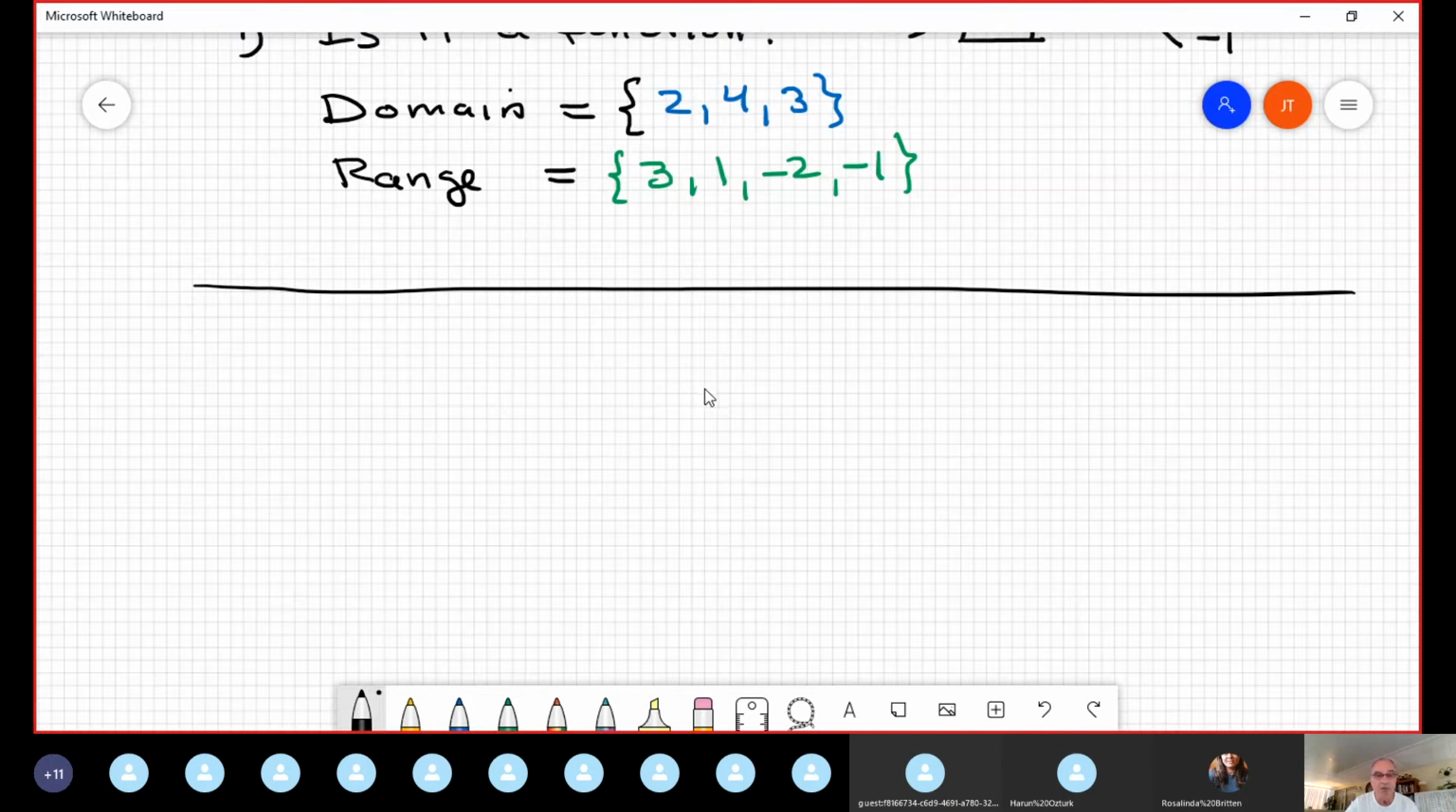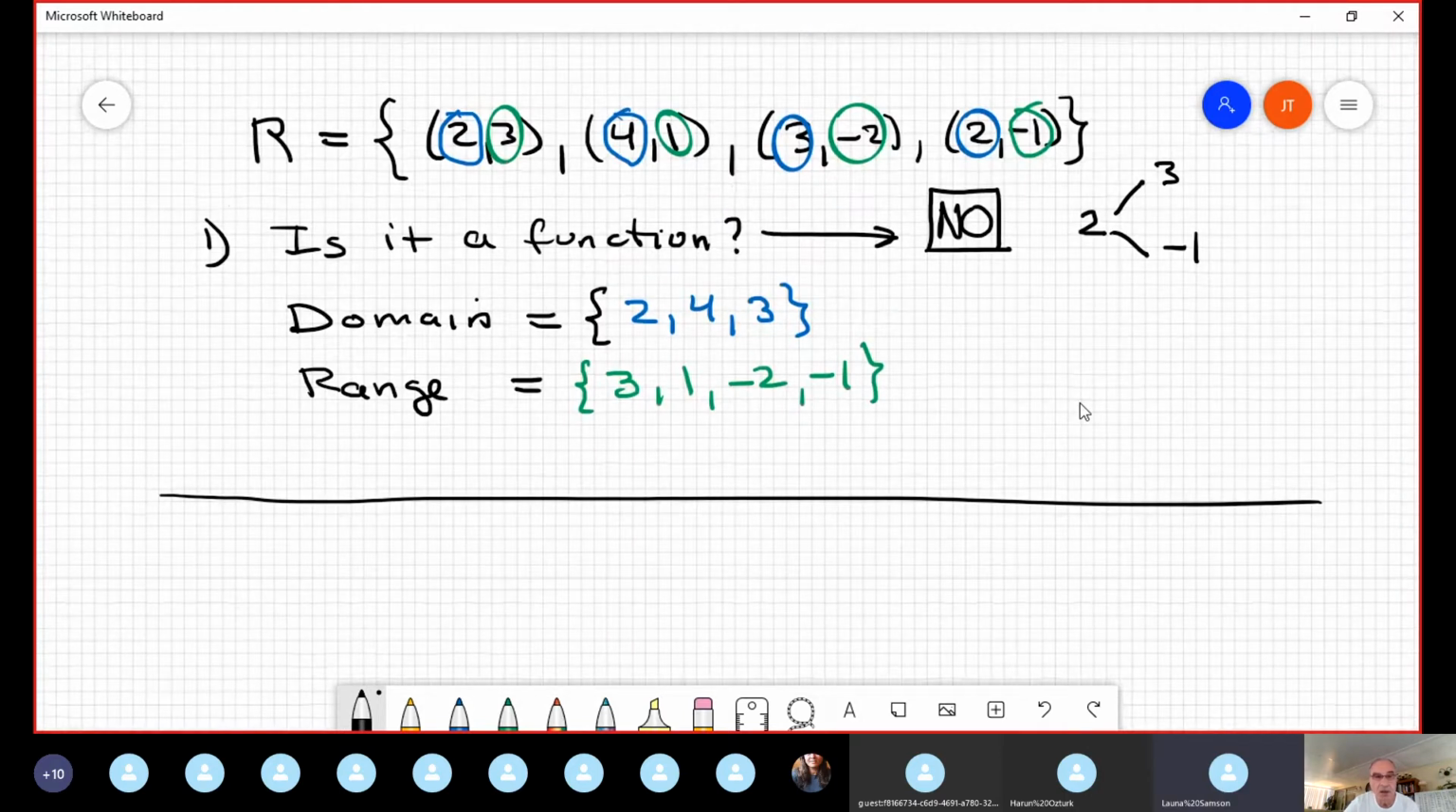Go ahead, question. Yes, I understand the domain and range. The part I'm confused about is the function. I don't understand it at all. Okay.